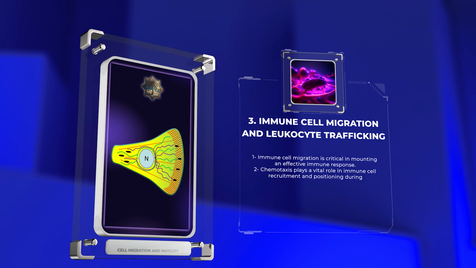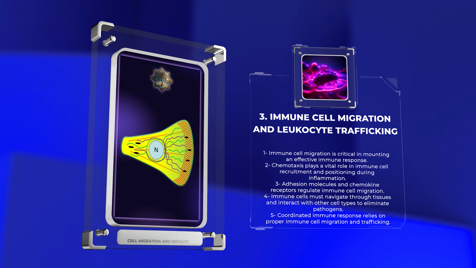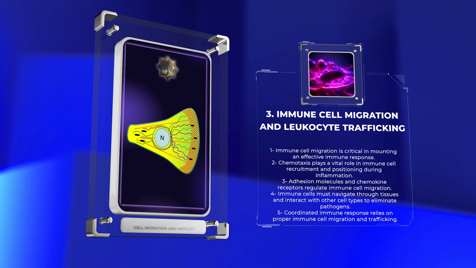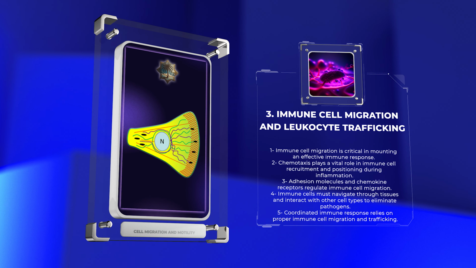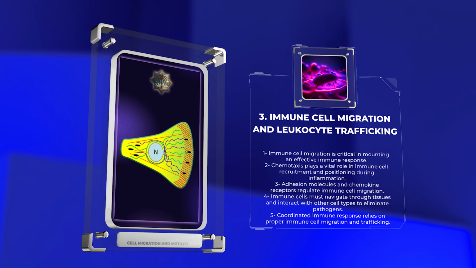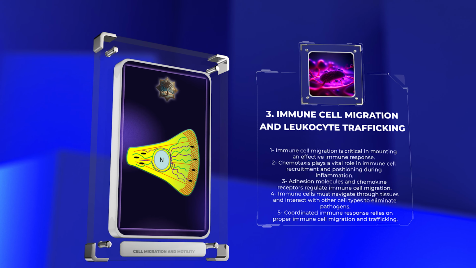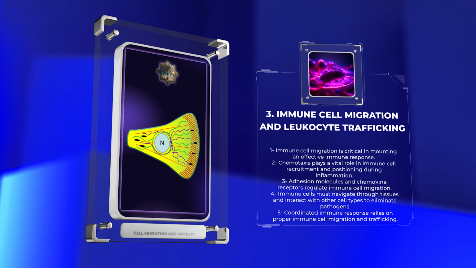Immune cell migration is a critical process in mounting an effective immune response. Immune cells, including leukocytes, must navigate through tissues, find infection sites, and interact with other cell types to eliminate pathogens. Chemotaxis, the directed migration towards chemical gradients, plays a vital role in immune cell recruitment and positioning during inflammation. Various adhesion molecules and chemokine receptors regulate immune cell migration and trafficking, ensuring a coordinated immune response.